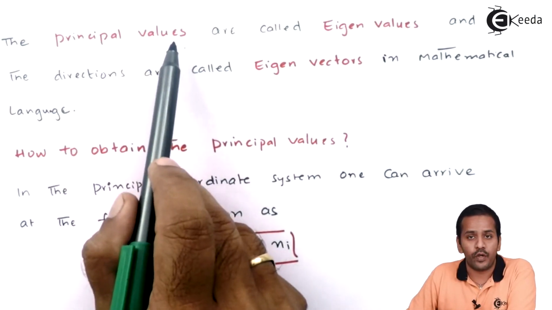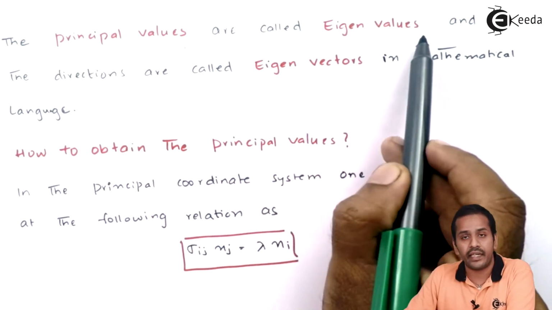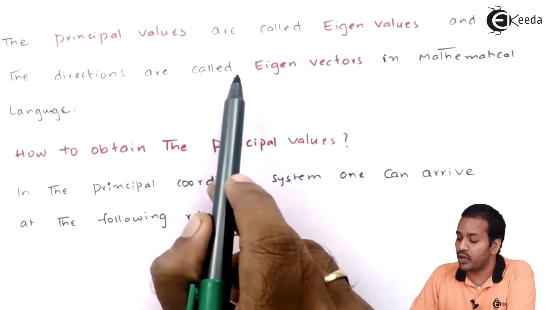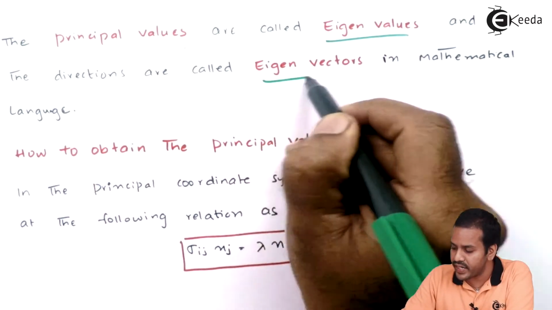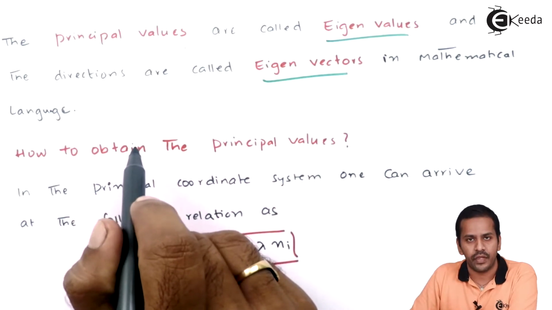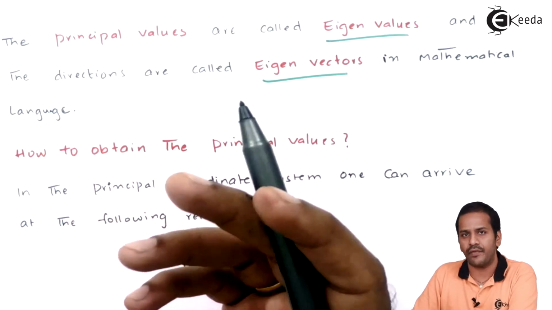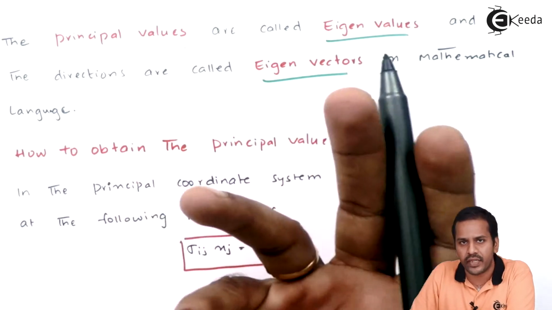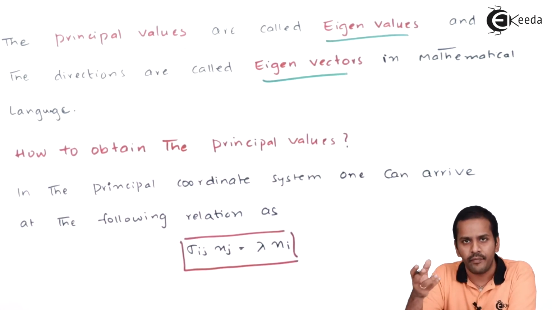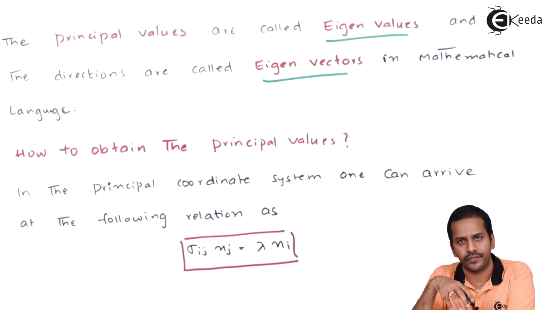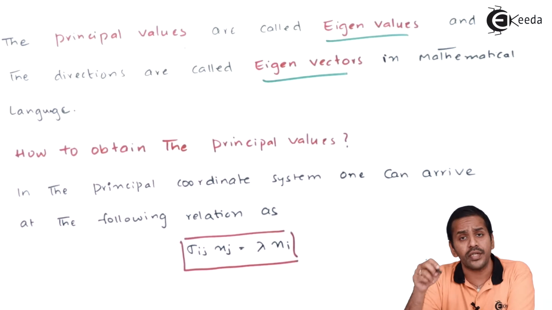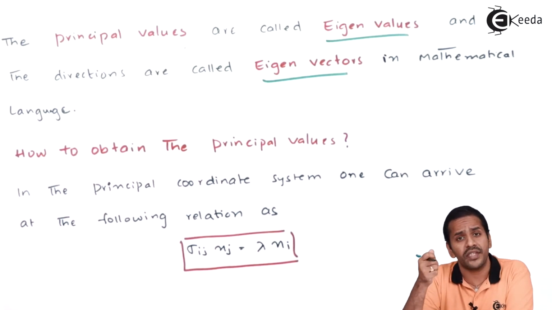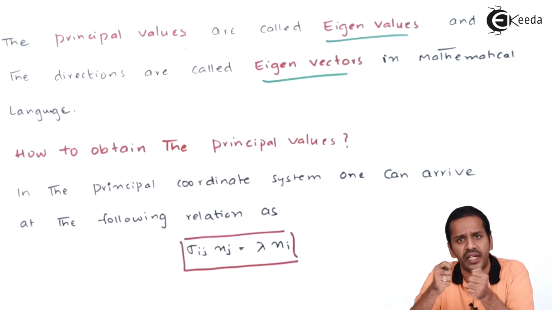These principal values, sigma 1, sigma 2, sigma 3, are called the eigenvalues, and the directions are called the eigenvectors in the mathematical language. We deal with these eigenvalues and eigenvectors in our daily life, whatever the subject we take. Eigenvalues and eigenvectors are nothing but the values of that particular tensor in this principal coordinate system. Since the shears are 0 here, no rotations will happen. Only stretchings will happen here.